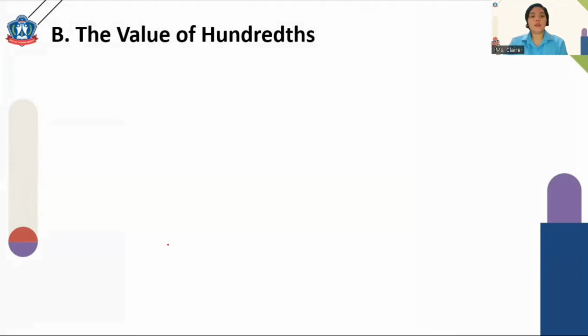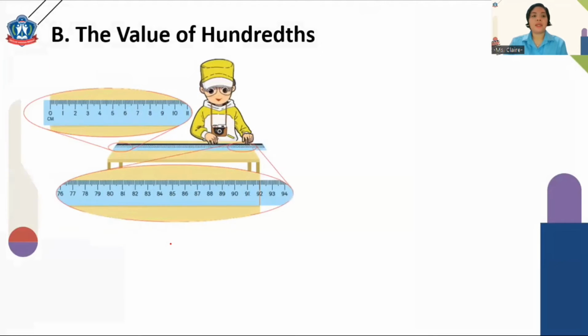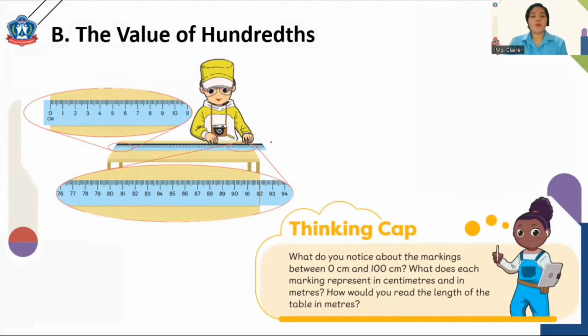Now let's go to the value of hundredths. Take a look. Look at this child. He is looking into his ruler. Now, what do you notice about the markings between 0 centimeters and 100 centimeters? What does each marking represent in centimeters and in meters? How will you read the length of the table in meters? So this is 0 to 1 cm. How about if we reach until 100? What do the small markings between 0.1 and 100 represent? Okay, let's discuss this later on.